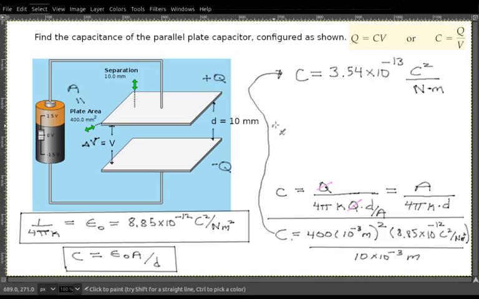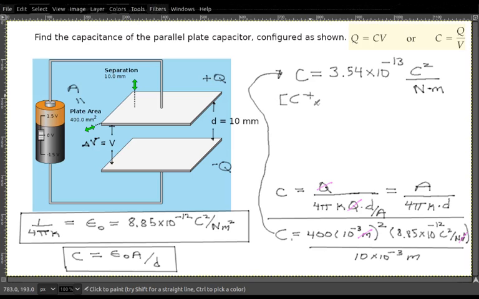Crunching the numbers on my calculator, I got 3.54 times 10 to the minus 13. Let's see units here. I got the meters squared canceling with this meter squared. And now down I have this is downstairs, upstairs. That goes downstairs, so that's going to be a Newton meter. And we were left with Coulomb squared times Newton meter. The units of our capacitance thus far then are coulombs.